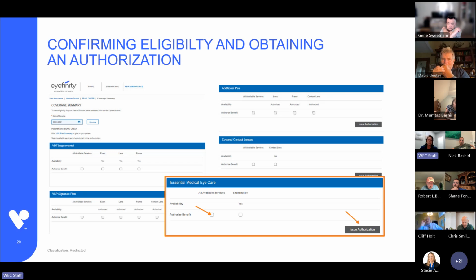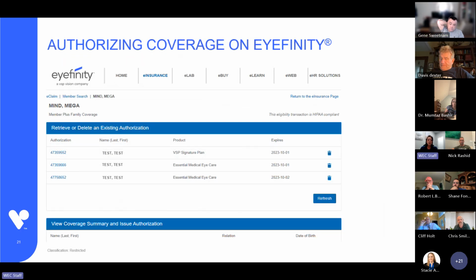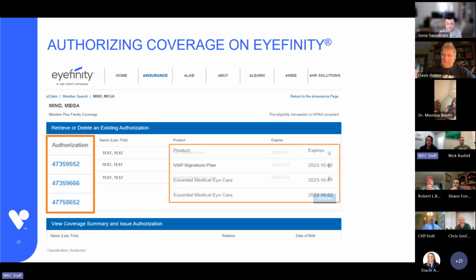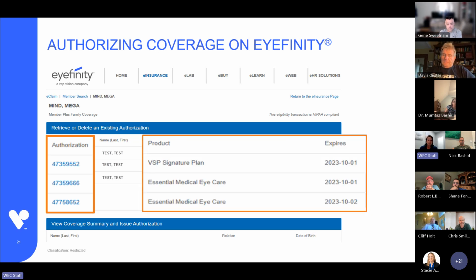So definitely suggest that your staff goes ahead and gets all three of those authorization numbers for any of your Well Vision exam or your routine annual eye exam patients. Like in this example, you'll see that there are three authorization numbers. The first one is for the Signature Well Vision plan. You'll see the date is October 1st, '23 in this example. That's one authorization number.